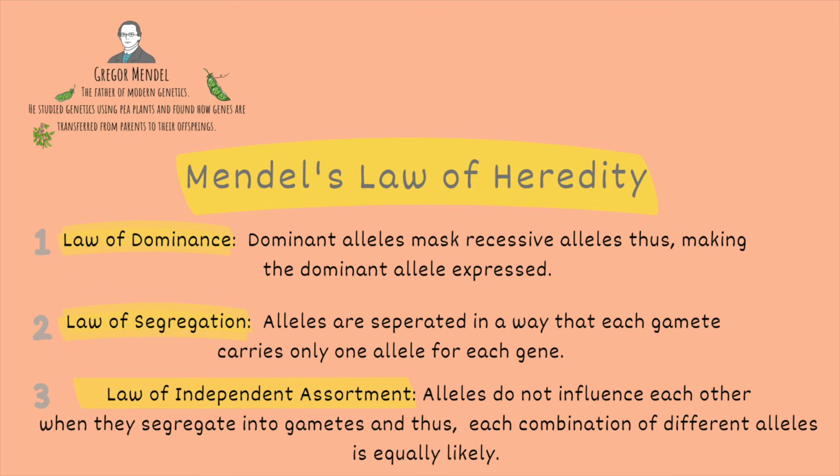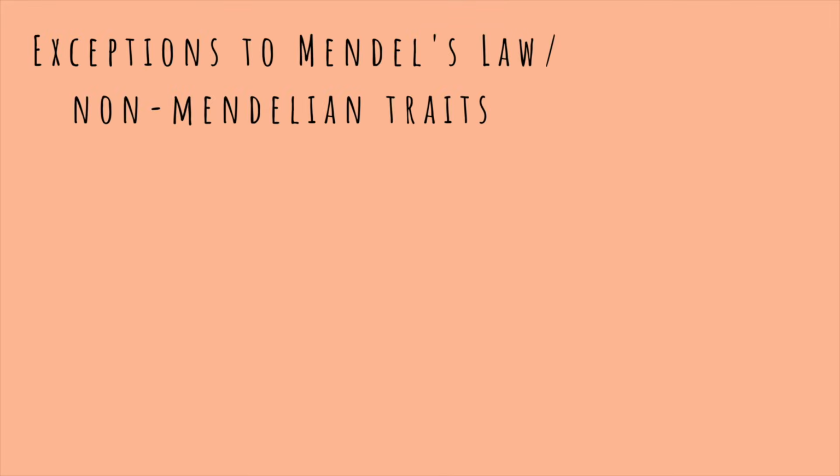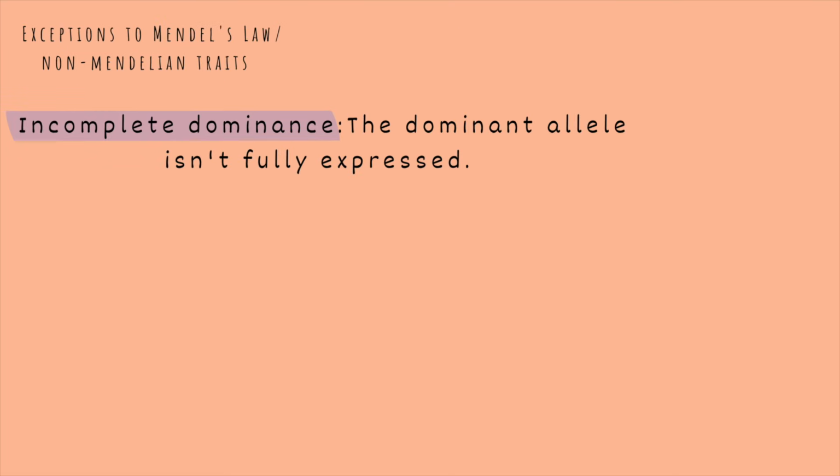Okay, so the third law is the law of independent assortment. Alleles do not influence each other when they segregate into gametes, and thus each combination of different alleles is equally likely. Alrighty, so let's lastly go over a few exceptions to Mendel's laws. These are also referred to as non-Mendelian traits. First, incomplete dominance. This is when the dominant allele is not fully expressed. In this situation, there is a blend.